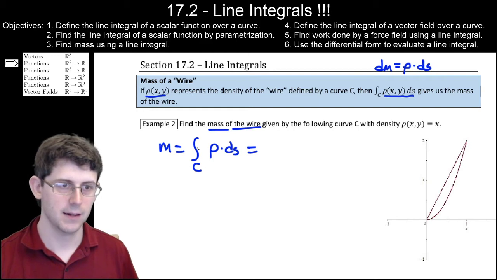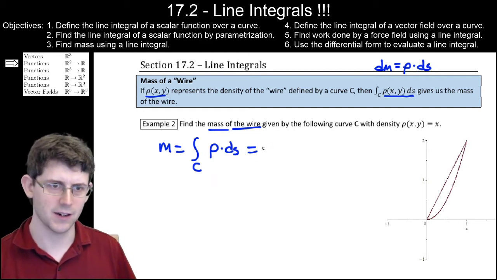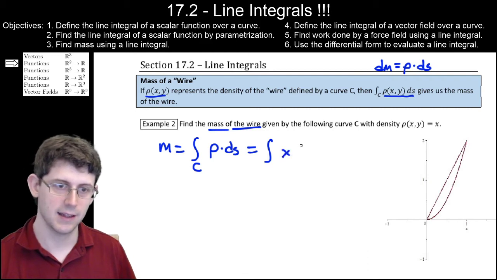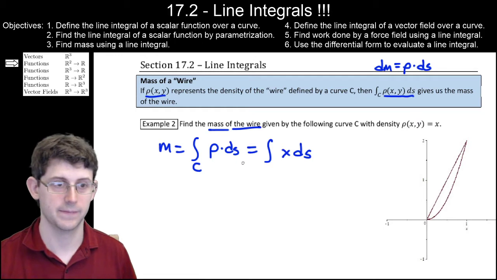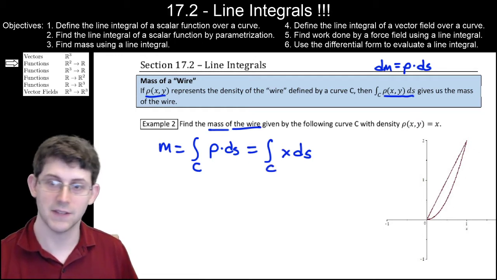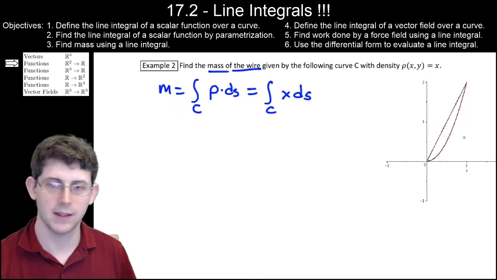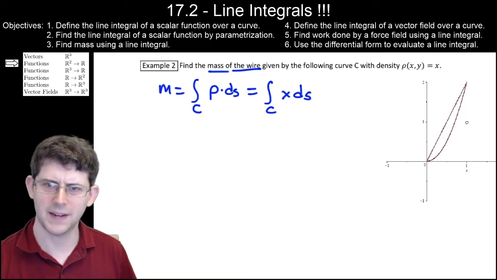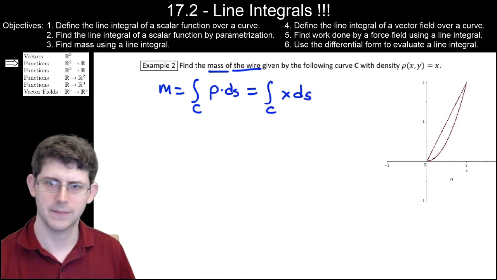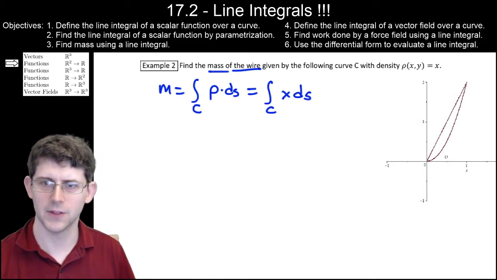Okay. I'm going to need to parameterize the curve to get the C out of here, but I can get the density function plugged in. The density equals x, according to this question. To get the C out of the integral, I need a parameterization of this curve. So let's do it. Because the curve kind of has two pieces, we'll have to figure out a parameterization in two pieces.